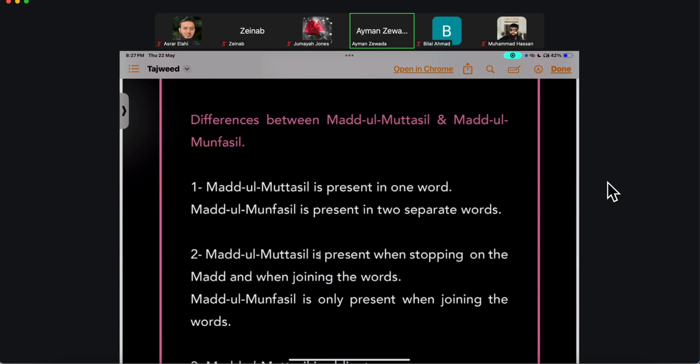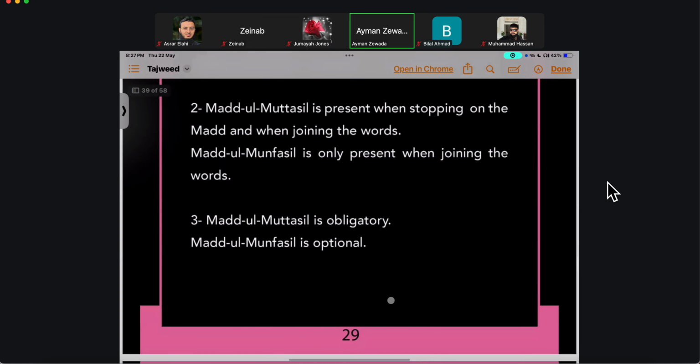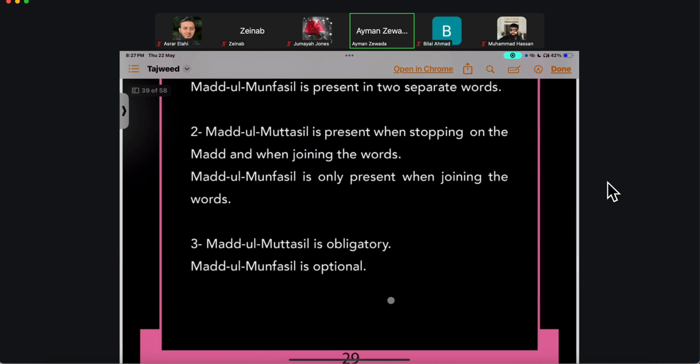Mad al-muttasil is present when stopping on the mad and when joining with the words. Mad al-munfasil is only present when we are joining the words. Meaning, if you're stopping at the end of the word with the mad in it, if it's muttasil, you still obviously have to say it. If it's munfasil, you don't have to say it. Mad al-muttasil is obligatory. Mad al-munfasil is optional. Things we've covered.